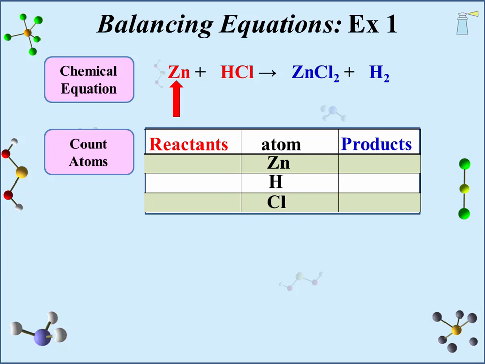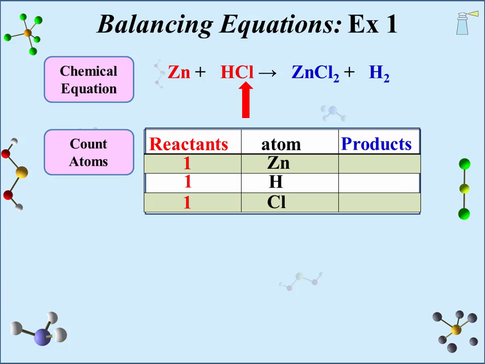There's just the one, since there's no subscript indicating additional atoms. Include a 1 in the reactant column next to the zinc symbol. And the hydrogens, how many are there? Again, we see just the 1. The atom remaining in the reactant column is the chlorine, and there is only one of those.